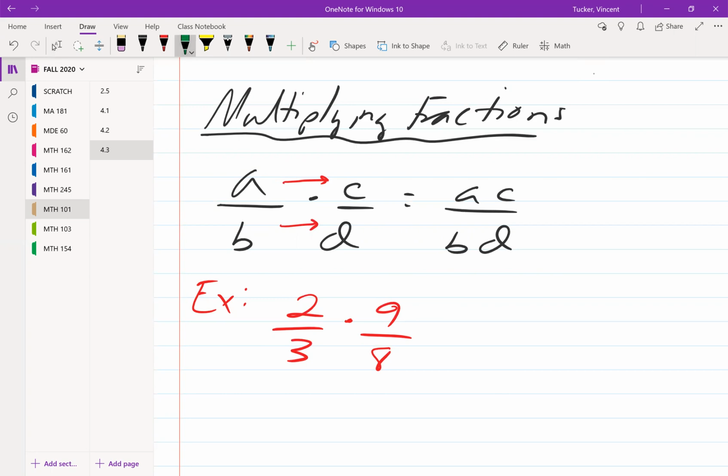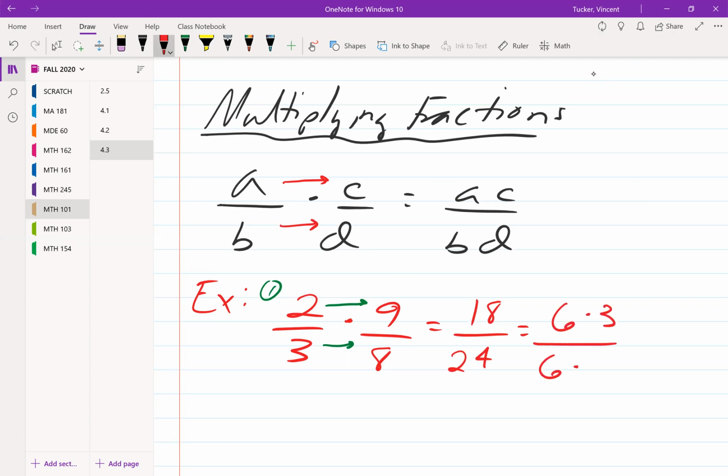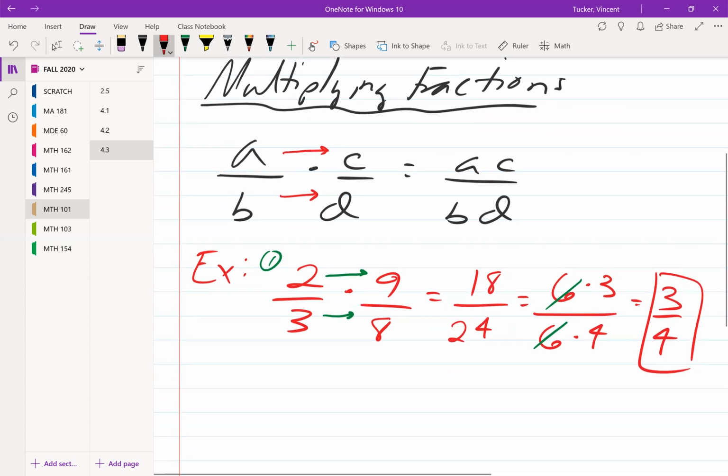So when I look at 2/3 times 9/8, I could handle this one of two ways. Like I mentioned, I could just multiply across. 2 times 9 is 18. 3 times 8 is 24. Then look to reduce them. 18 is 6 times 3. 24 is 6 times 4. The 6 is canceled. That leaves me with 3/4. So I'll multiply it, then reduce.